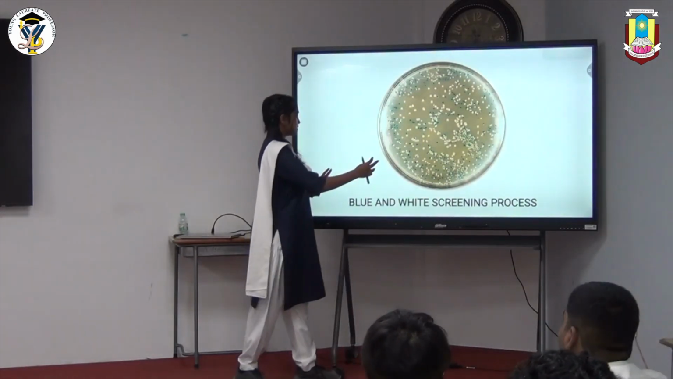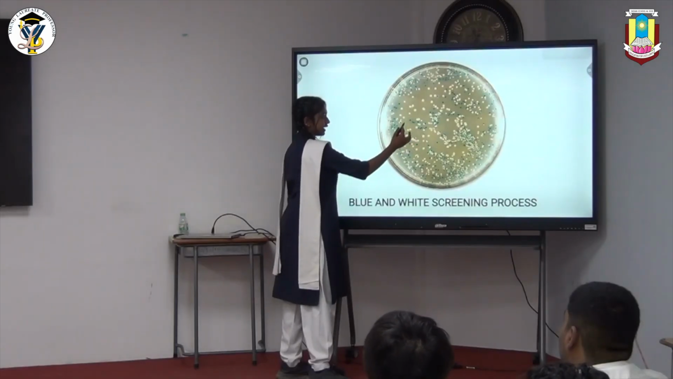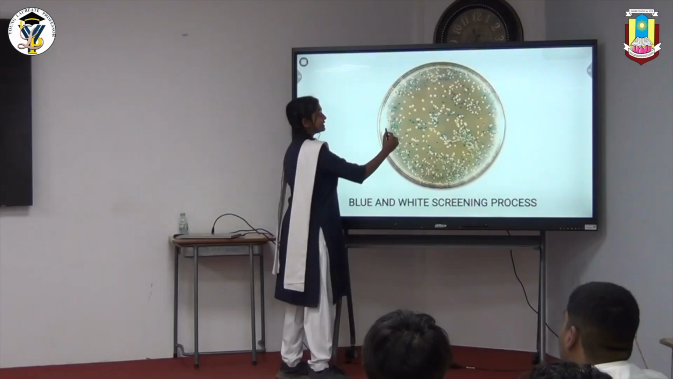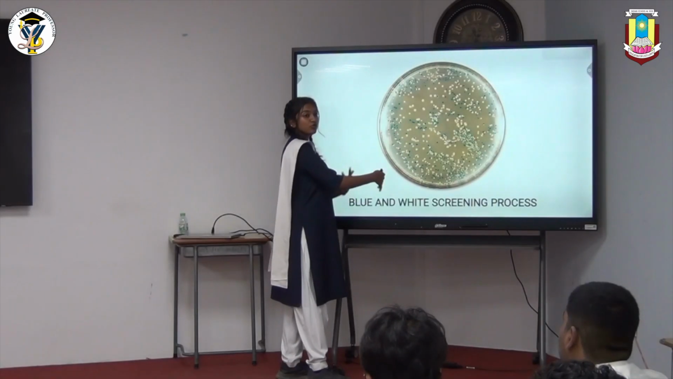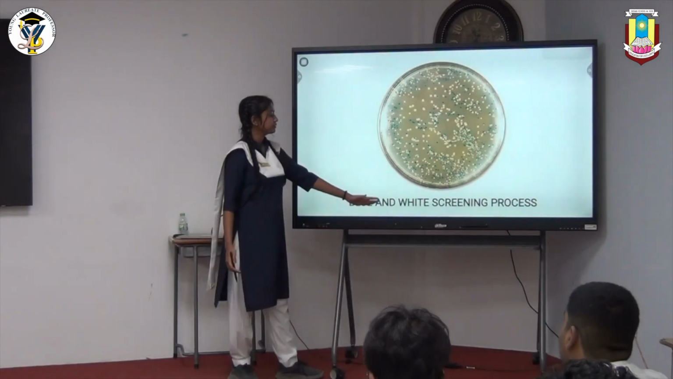So these are the colonies being produced. As you can see, these blue colonies, right, they are the non-recombinant. They have not picked up the foreign DNA, while these colorless colonies, they have picked up the foreign DNA. They do go under insertional inactivation. And this is also called the blue and white screening process.